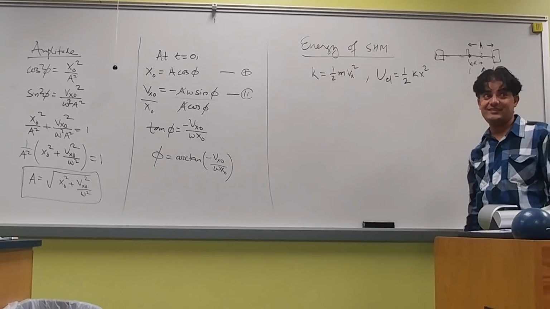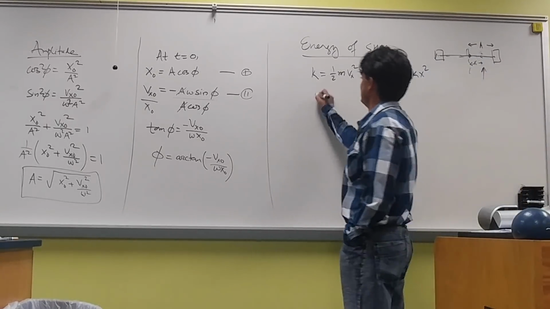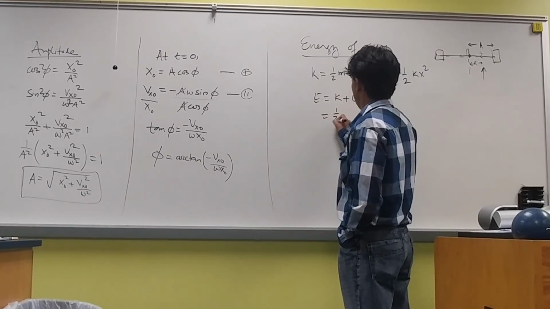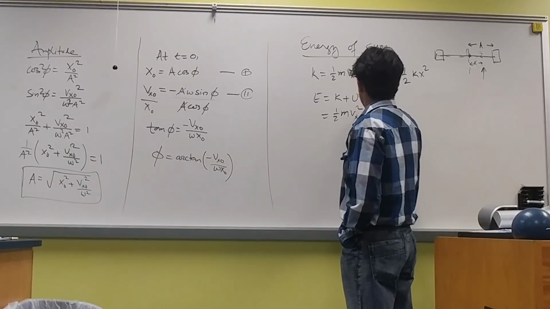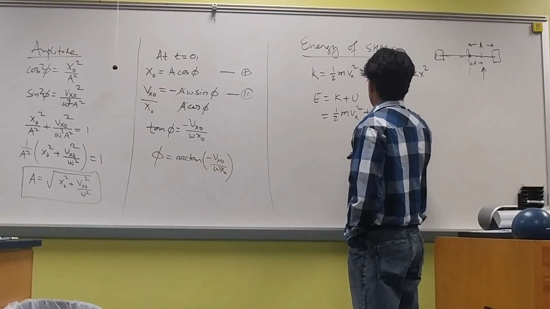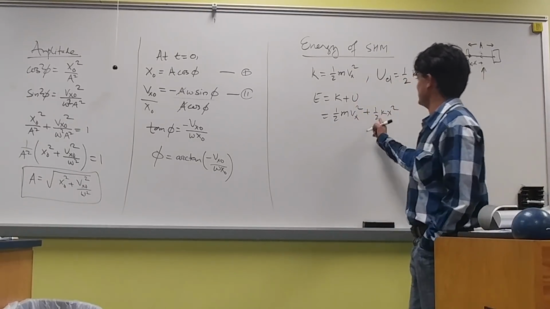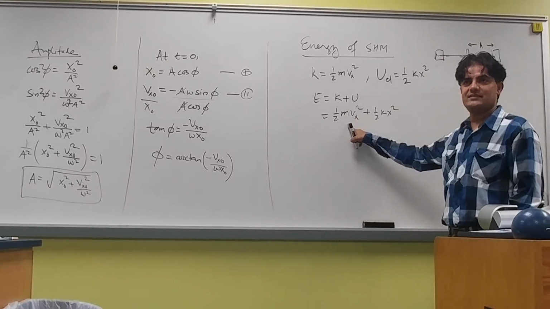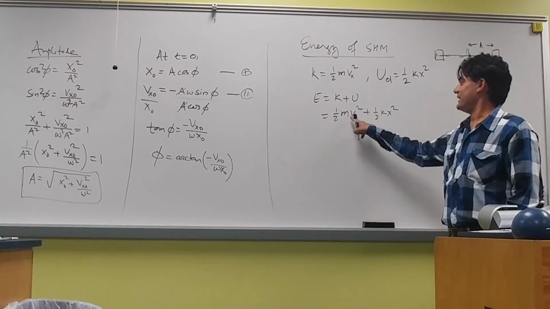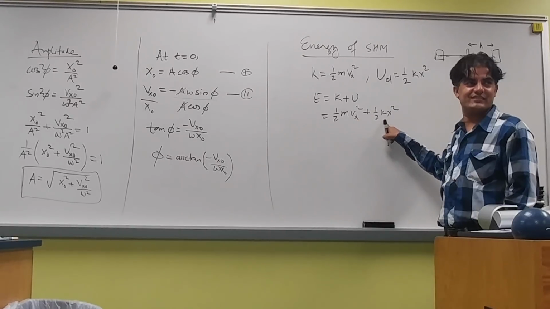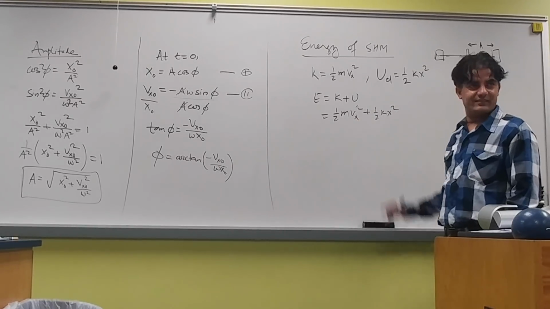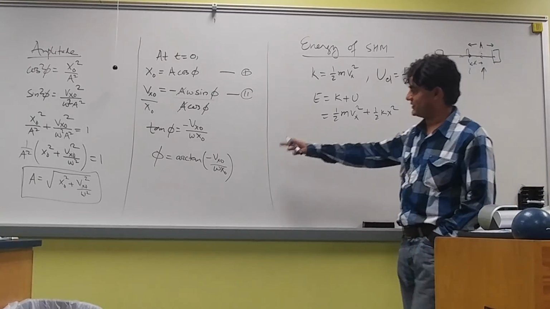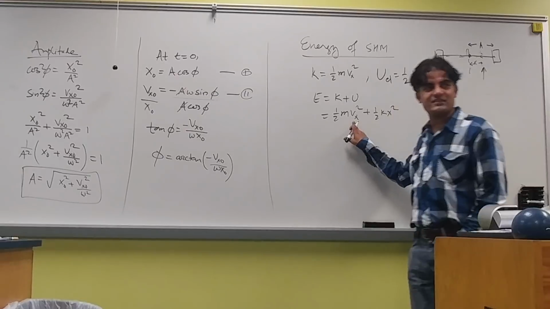So what is your total energy? E equals K plus U, which is 1/2 m Vx square plus 1/2 kx square. By the way, I cannot add these two directly, I cannot add apple and orange. I have to convert it. So what is the formula for the velocity in terms of omega?